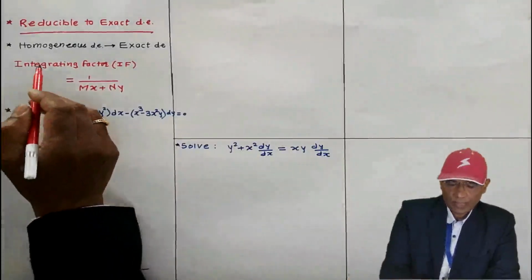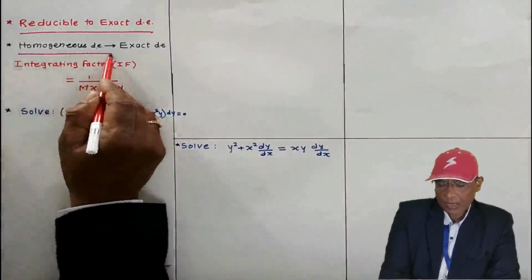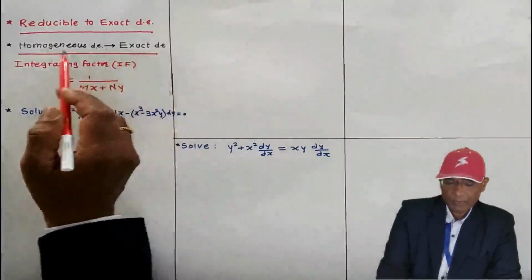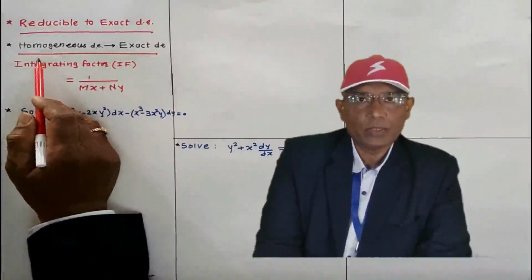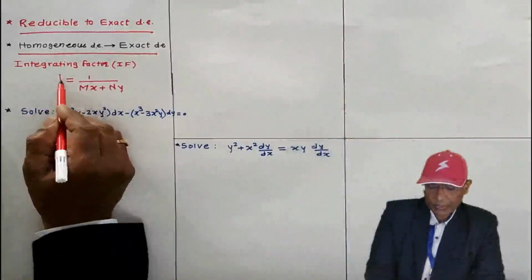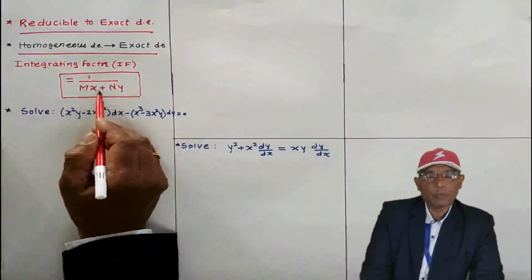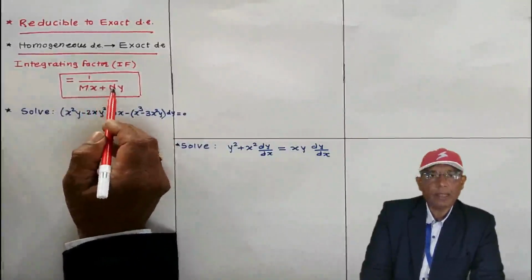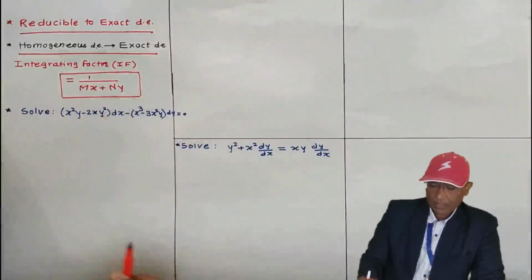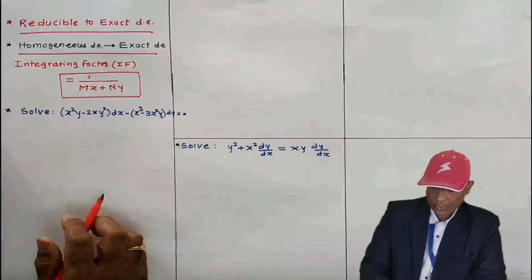Here we are going to discuss how a homogeneous differential equation can be reduced to an exact differential equation. When the differential equation is homogeneous and you are going to convert it into an exact differential equation, you have to use this integrating factor formula: 1 by Mx plus Ny, where M and N are the coefficient of dx and the coefficient of dy in the differential equation. Now some problems we are going to solve, and those are homogeneous differential equations.